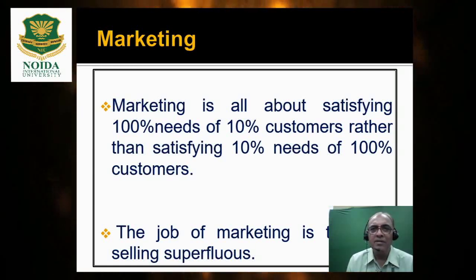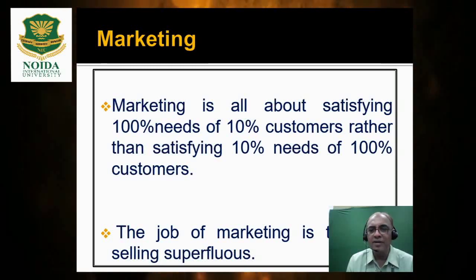But as far as marketing is concerned, marketing says not only do you have to sell your product, but at the same time you should be equally concerned about the satisfaction of the needs of the customers. So it says you don't look at the entire bigger market as a market to cater to, right? You take only a small segment of the market, but you ensure that you end up satisfying 100% needs of the customers, right? For example, you are catering only to 10% of the customers in the given market, but you have to ensure that you end up satisfying their 100% needs rather than catering to 100% of the customers in the market but ending up satisfying only 10% needs, right? So the job of marketing is to make selling superfluous.